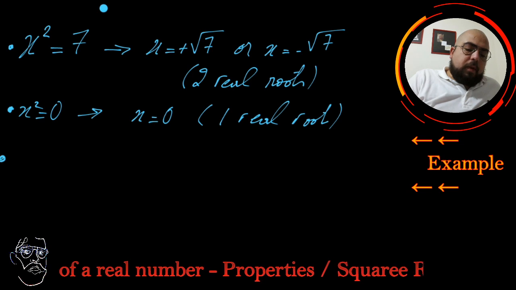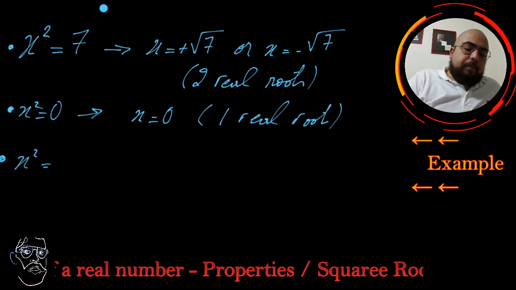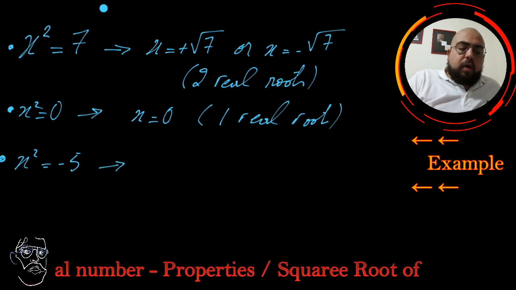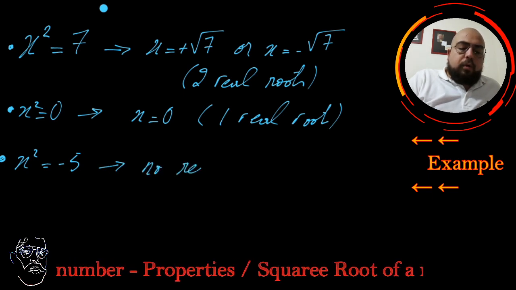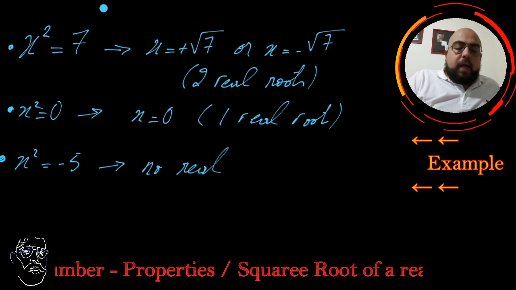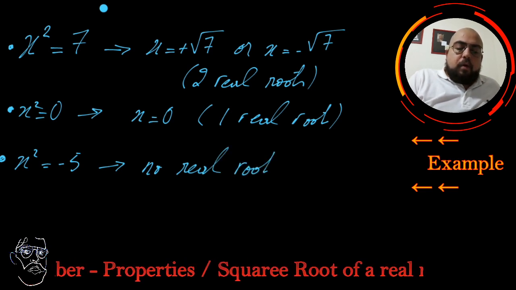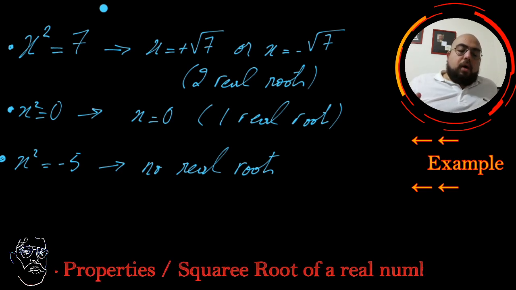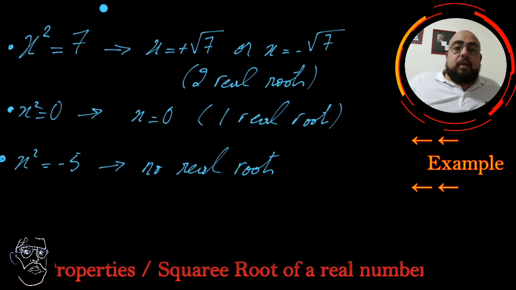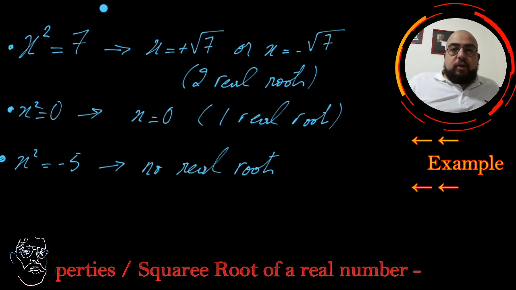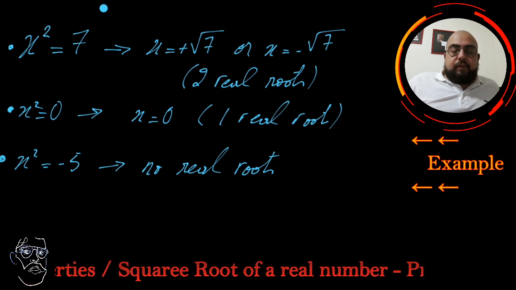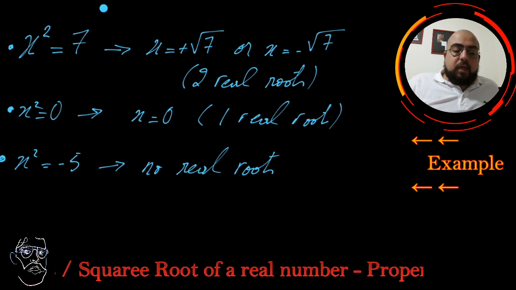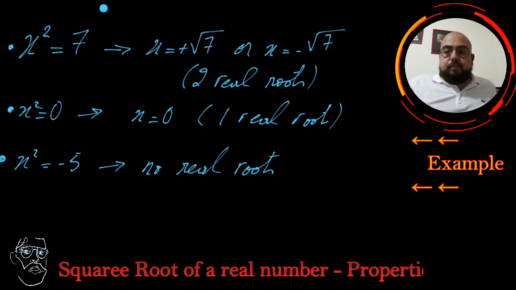What about x squared is equal to minus 5, let's say? A is negative in this case, so you have to say no real roots. There are no values which you are going to multiply by itself or take to the power of 2, and it's going to give you a negative answer. So it cannot be minus 5. So x squared is equal to minus 5 is impossible, so no real roots.